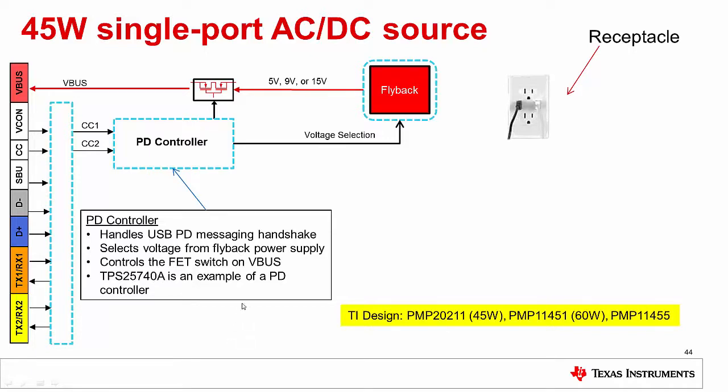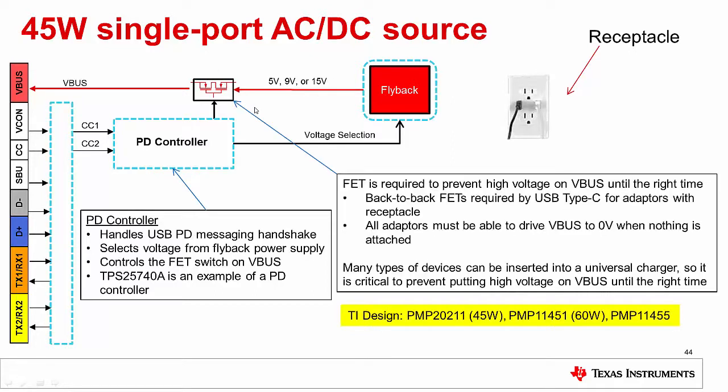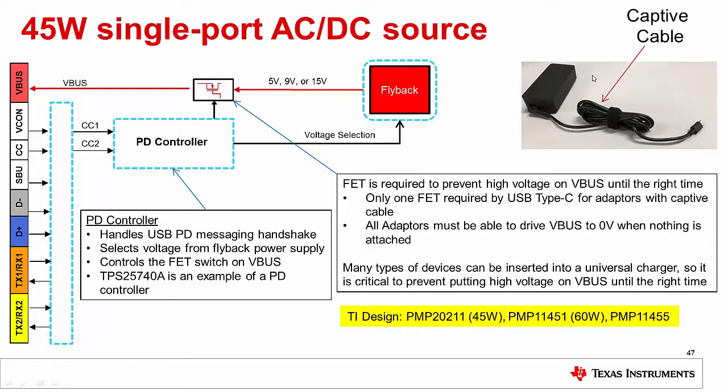One thing I want to point out is, again, we used a back-to-back FET here in the receptacle design. If you look at a captive cable design, which means the power brick has a cable permanently attached to it and then a Type-C plug on the far end, in that type of system we do not need a back-to-back FET. The reason is that there is no cable that USB has defined where a Type-C plug can be connected to a legacy A receptacle.